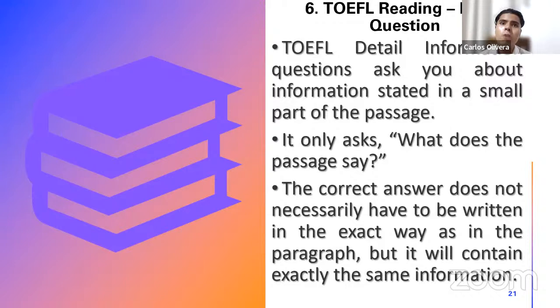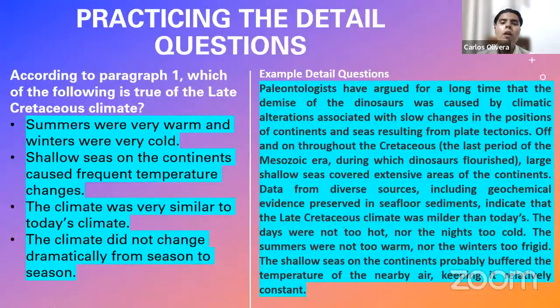We study from the textbook to respond to the very generic and basic question: what did the textbook say about this? No more than that. It is exactly the same here. This type of question is very easy to understand because it merely asks what the passage says about a particular topic. Look at this question. It says, according to paragraph 1, which of the following is true of the late Cretaceous climate?